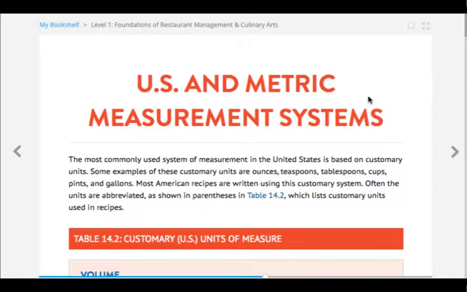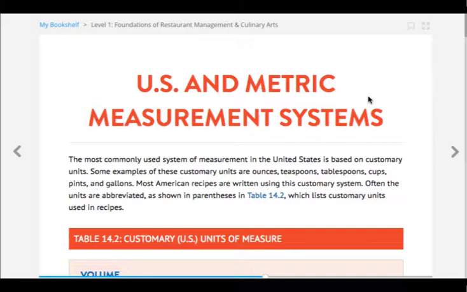Alright, so as I talked about before, US and metric system measurements vary. The most commonly used system of measurement in the United States is based on customary units. Customary units include ounces, teaspoons, tablespoons, cups, pints, and gallons. Most of the American recipes are written using this system. However, like I said, there are some recipes that you might find that use the metric system. So it's really important that we know how to convert things.